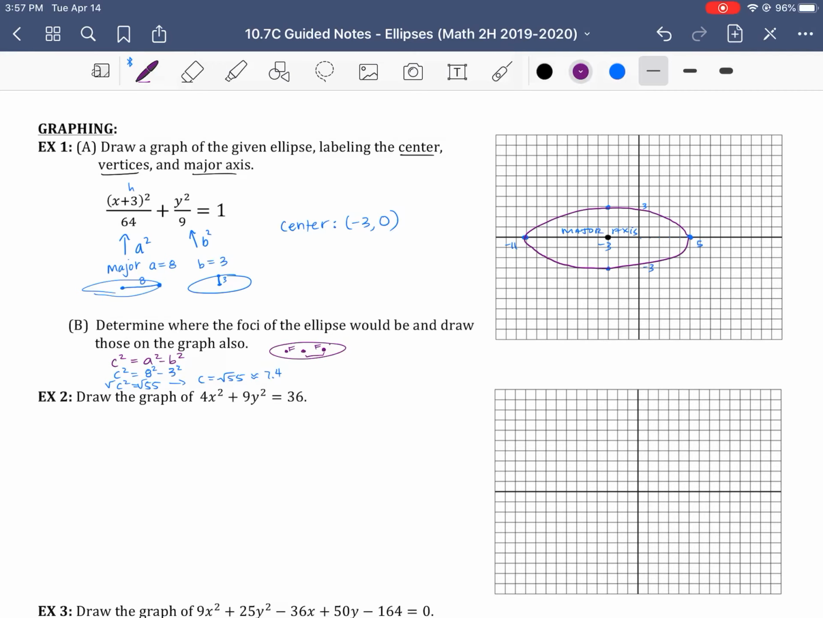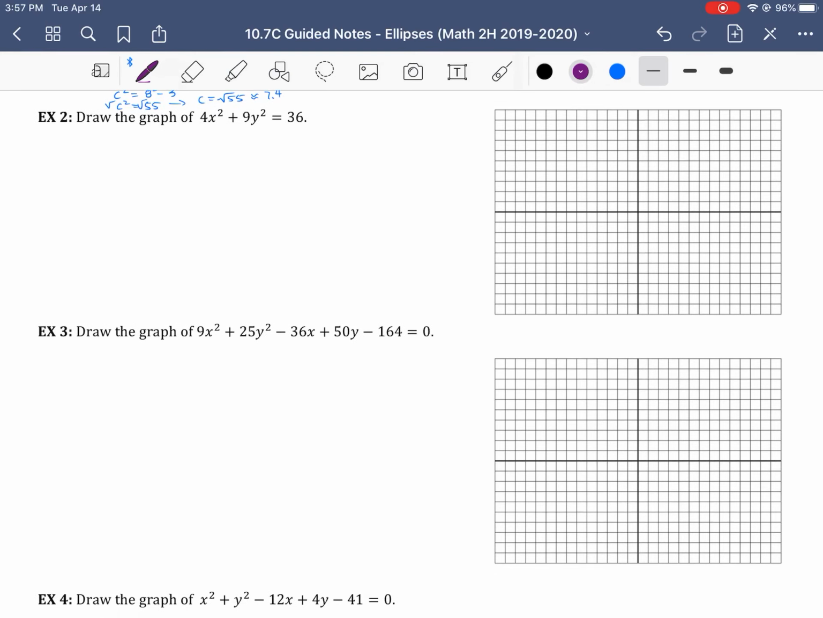So notice if I start at the center and I count about 7.4, 7.5 in each direction. So 1, 2, 3, 4, 5, 6, 7, super close to each of my vertices there, but that would be the focus there on either end.